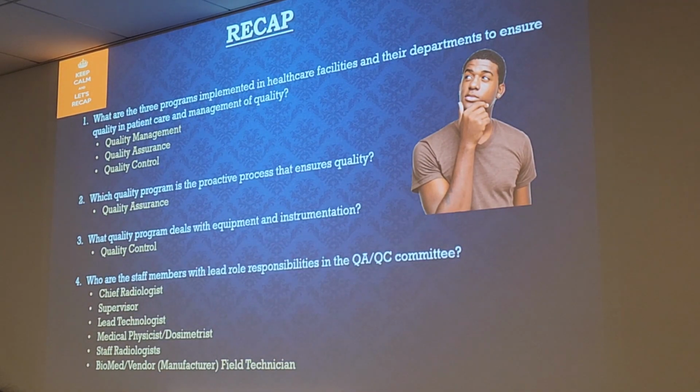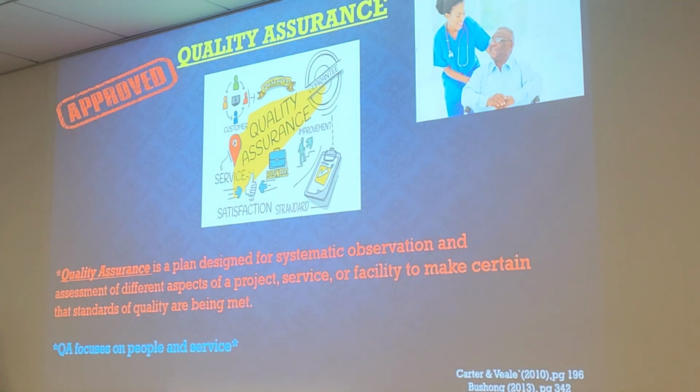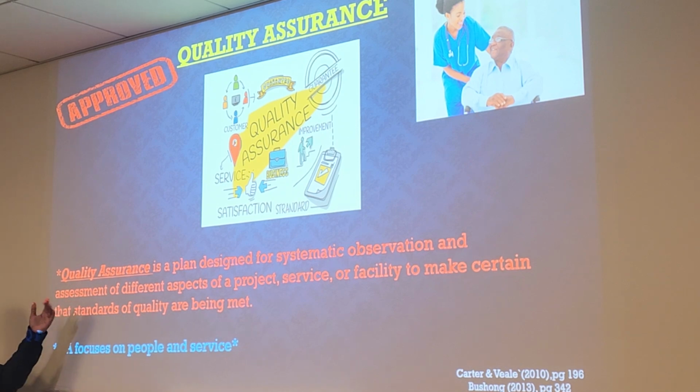Thank you. All right, so let's get into quality assurance. Quality assurance is a plan designed for systematic observation and assessment of different aspects of a project, service, or facility to make certain that standards of quality are being met. So again, this definition is nicely in bold red, so that means y'all have to know it for the test. And QA focuses on people and service.